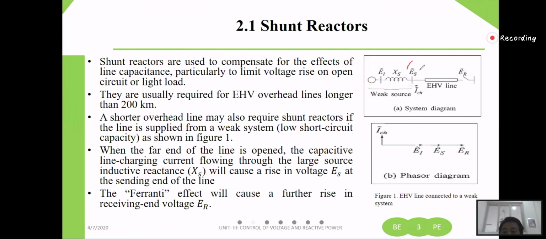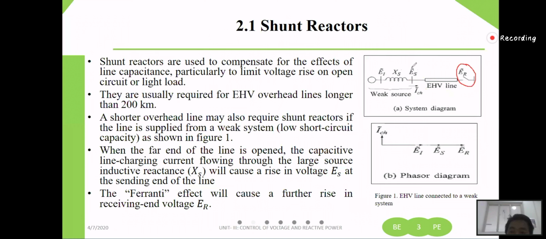It will rise the sending end voltage at the sending end of the line, and then let's assume there is a Ferranti effect. Here you will have receiving end voltage greater than sending end voltage. This is the cause of the Ferranti effect. Now we have not used any shunt reactor as of now. Here we have a weak source, and on top of that we are trying to switch off the line, so we will open the line at the far end.